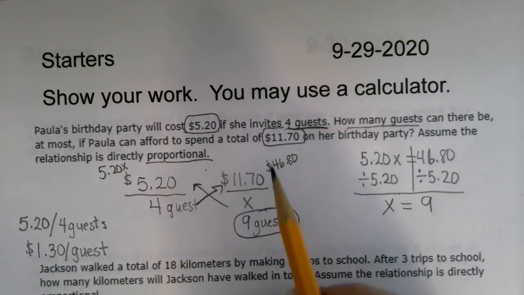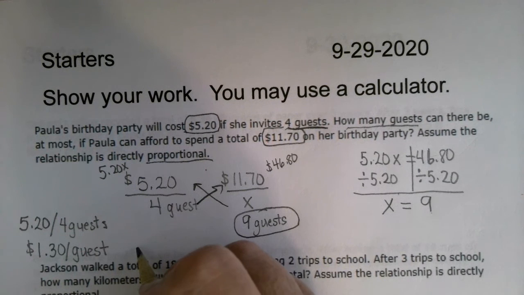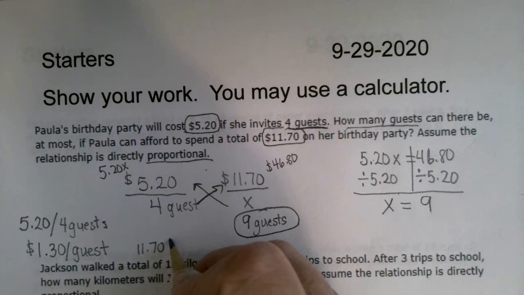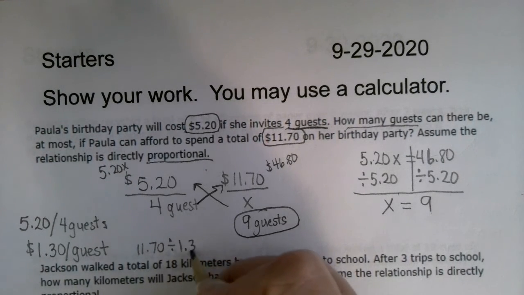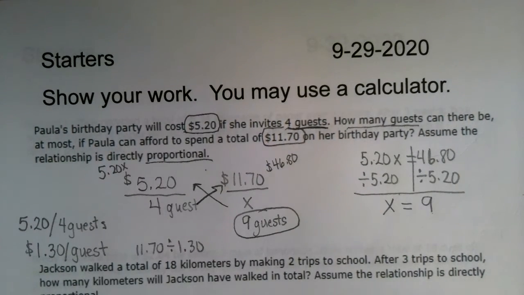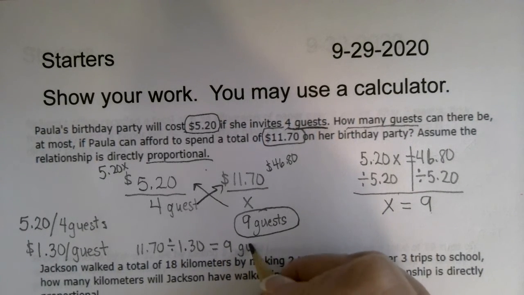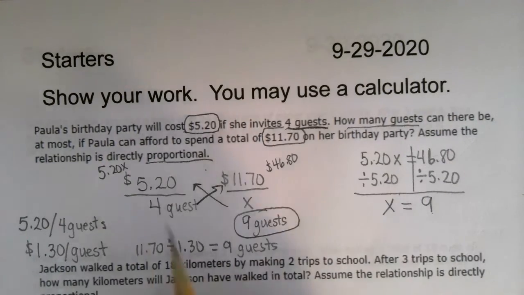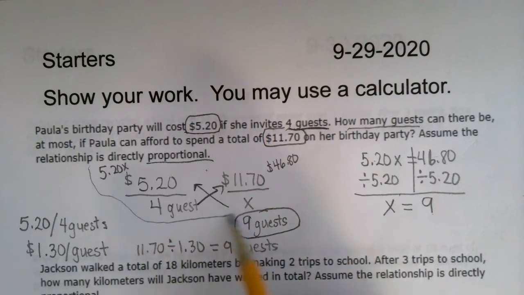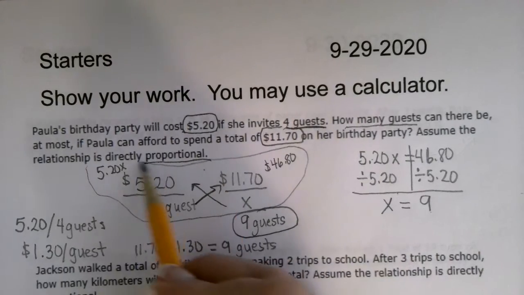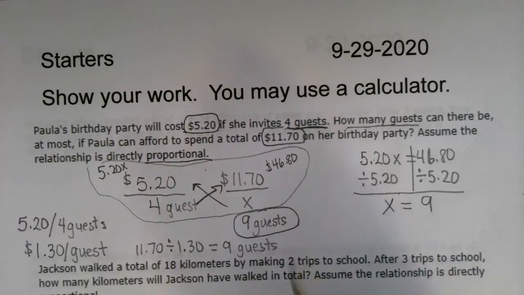So if I've got $11.70 and I divide that by $1.30, $11.70 divided by $1.30, I would still get 9 guests. So you can solve it either way. I think proportions are a little bit easier, but either way, you get 9 guests.